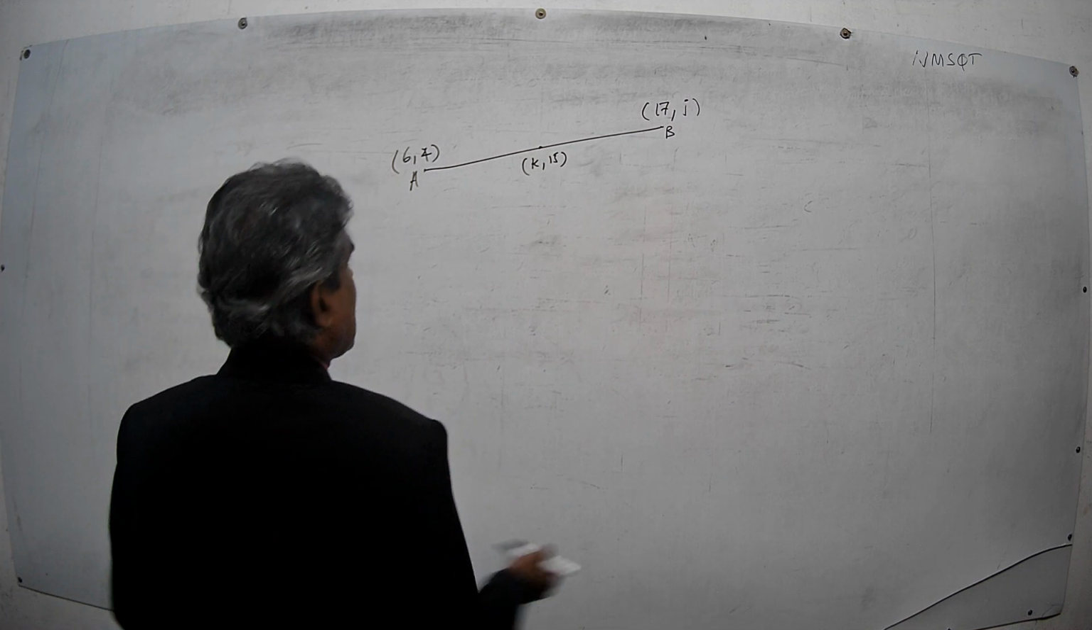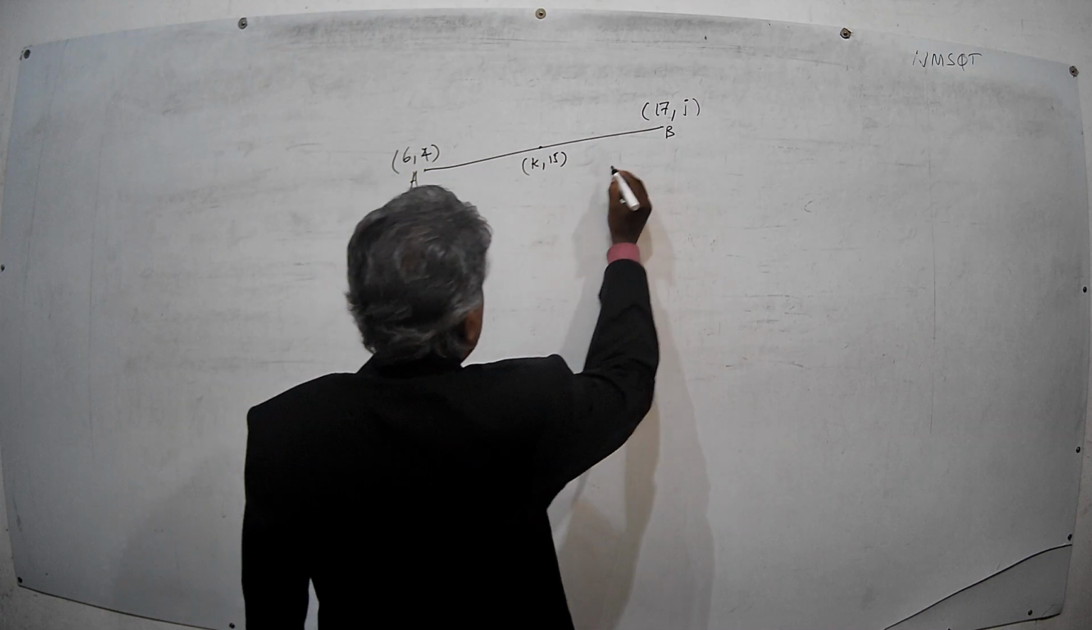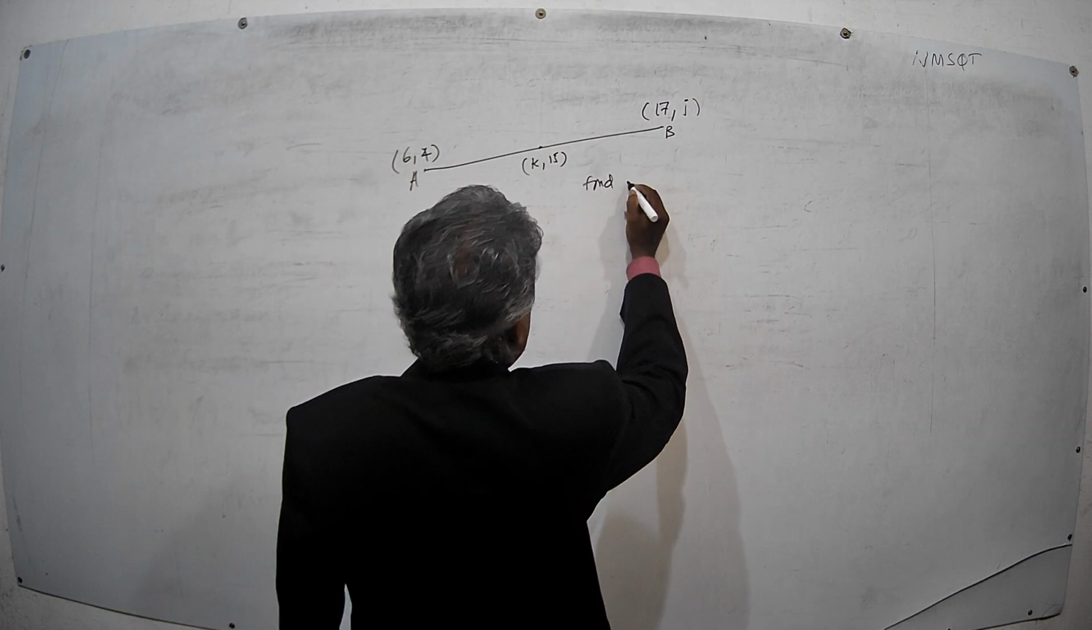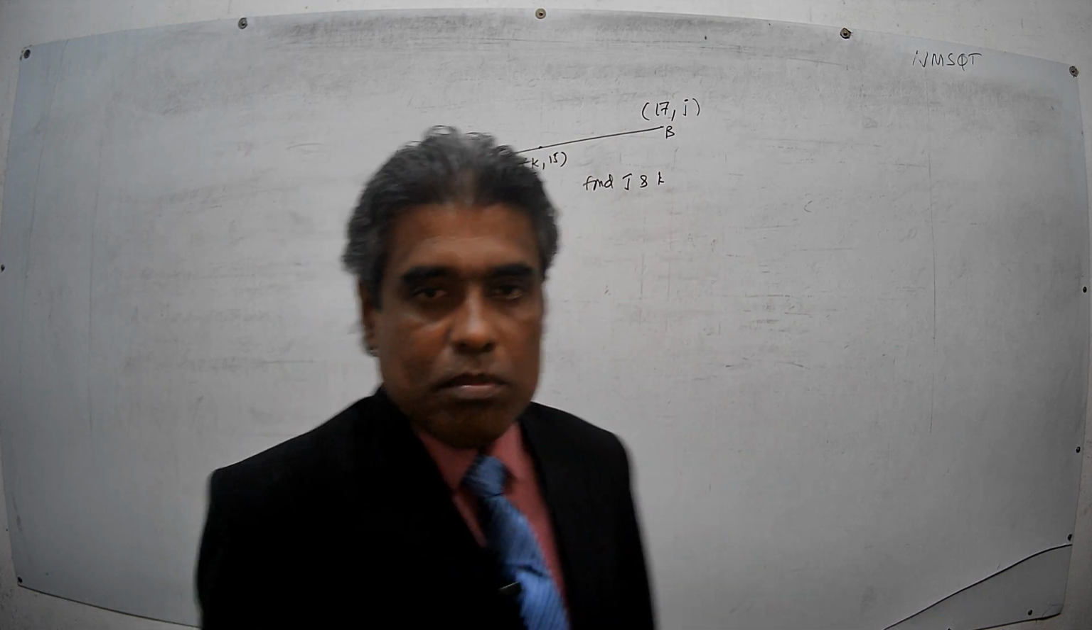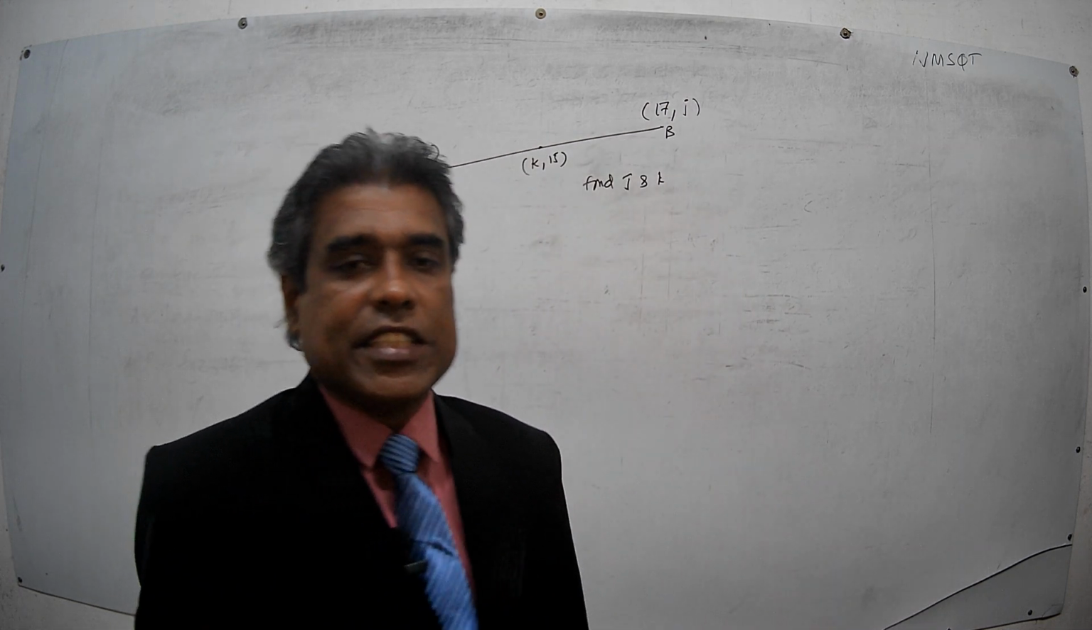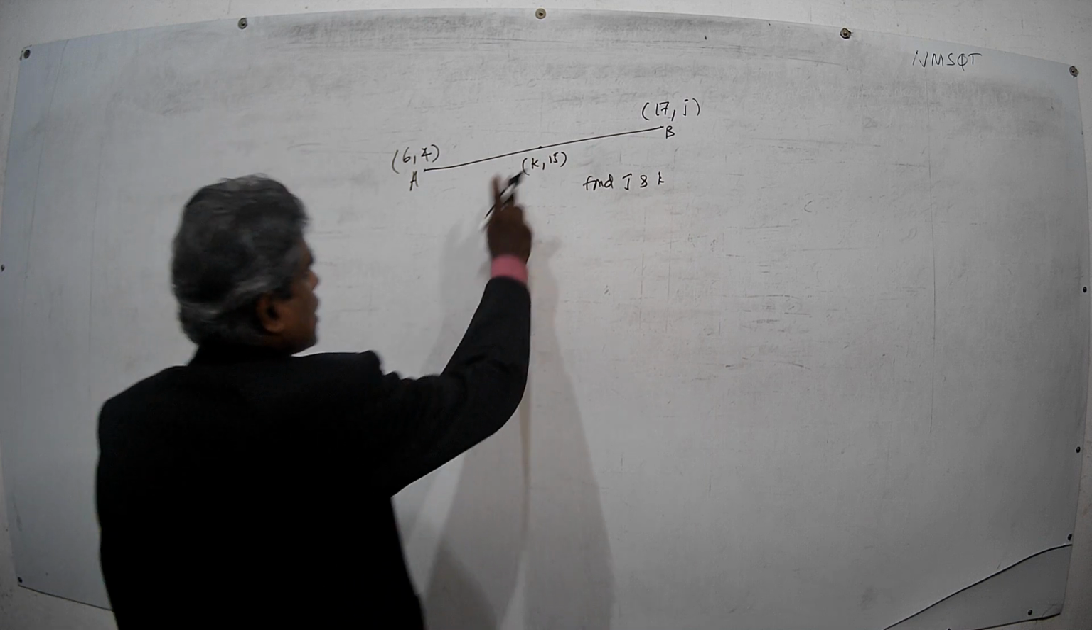Now they say K is a constant. They ask you to find the value of J and the value of K. This is the question. It's very easy. Now this is the midpoint.